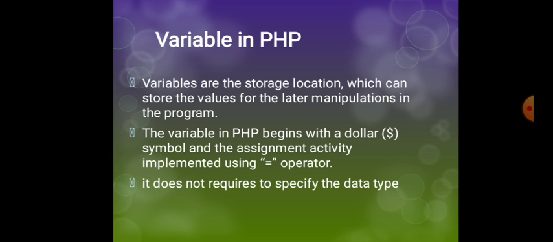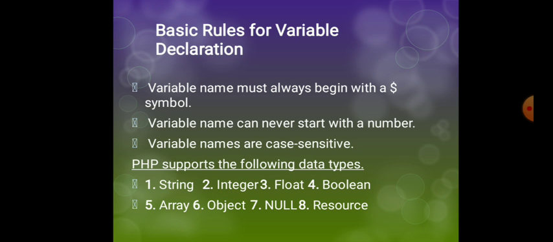Next one is variables in PHP. Variables are storage locations which can store a value for later manipulation in the program. A variable in PHP begins with the dollar symbol and assignment is done using the equal operator. It does not require specifying the data type. Basic rules for variable declaration: variable name must always begin with a dollar symbol. Variable name can never start with a number. Variable names are case sensitive.